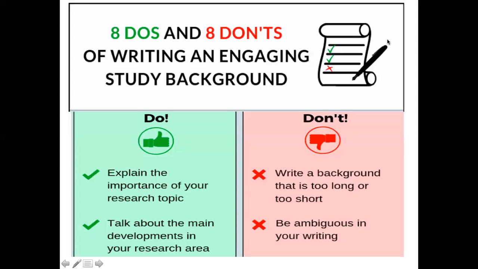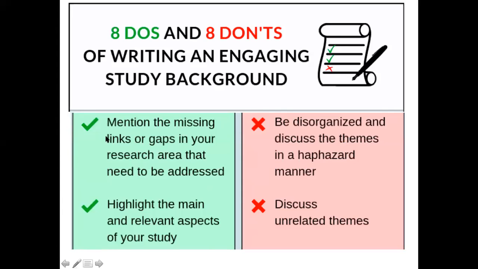Okay, next, the other do's and don'ts are: mention the missing links or the gaps in your research area that need to be addressed. So once again, this is the important one. Once again, you have to show the gaps. Otherwise, your research might be a kind of replication.